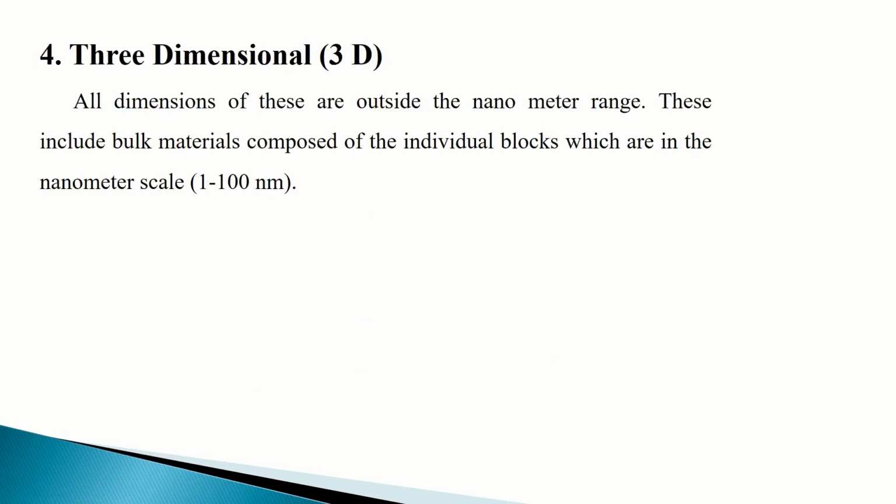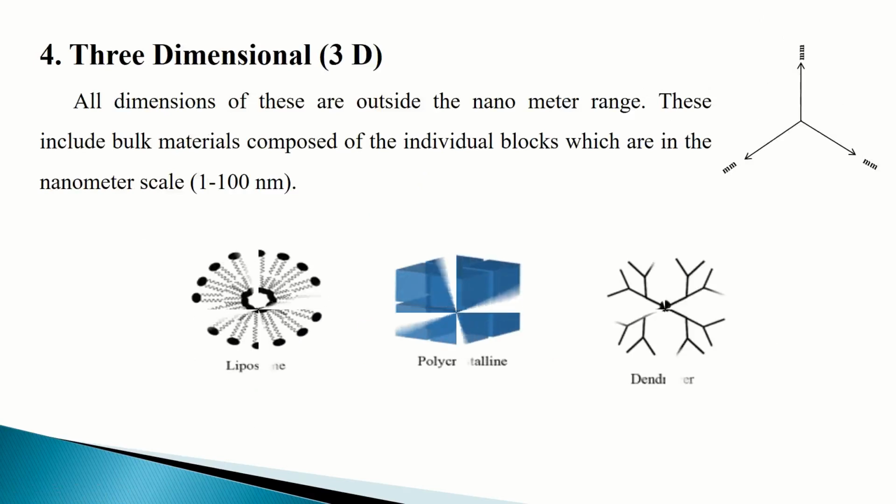3-dimensional nanomaterials. In this kind, all the 3 dimensions are outside the nano range. The examples are liposomes, polycrystalline and dendrimers. In these cases, all the 3 dimensions are outside the nano range, which is 1 to 100 nanometer.